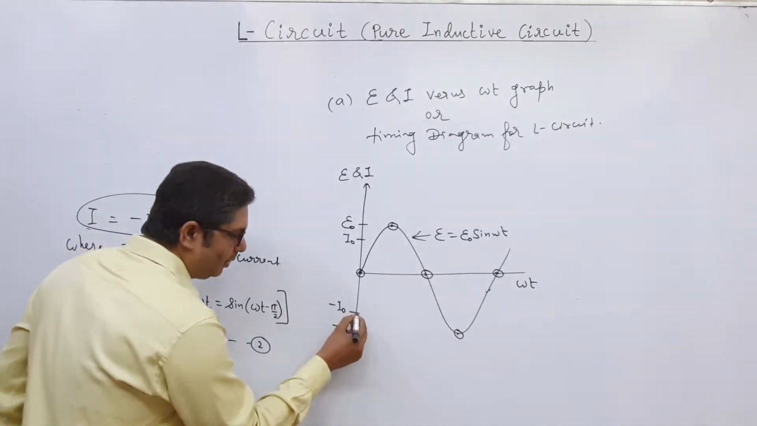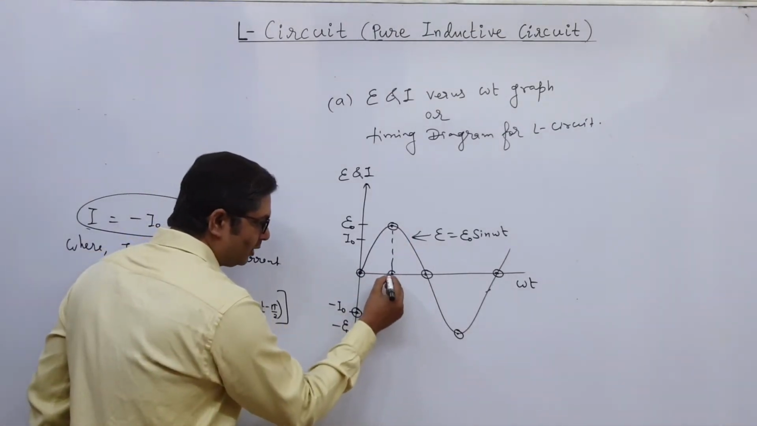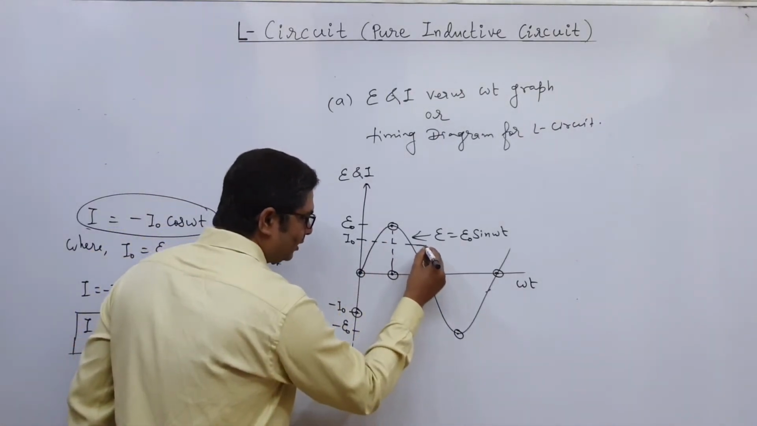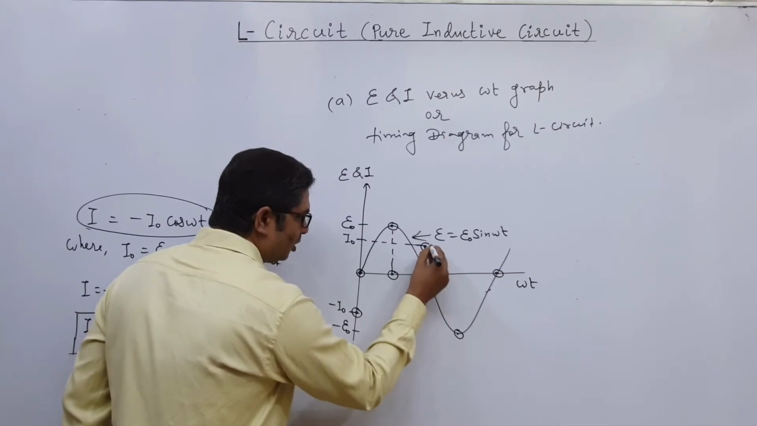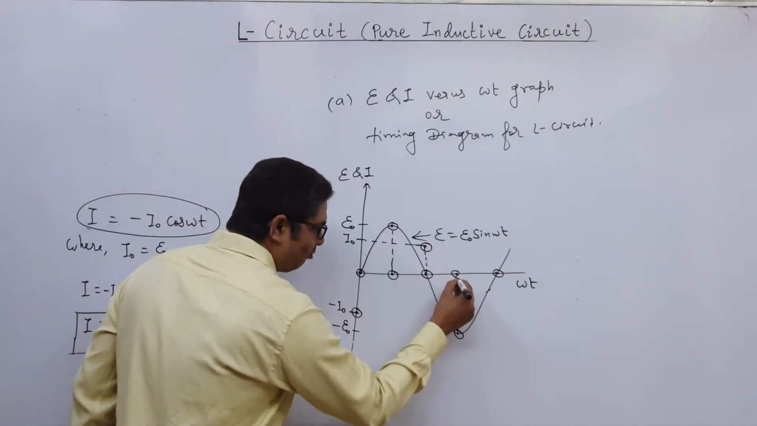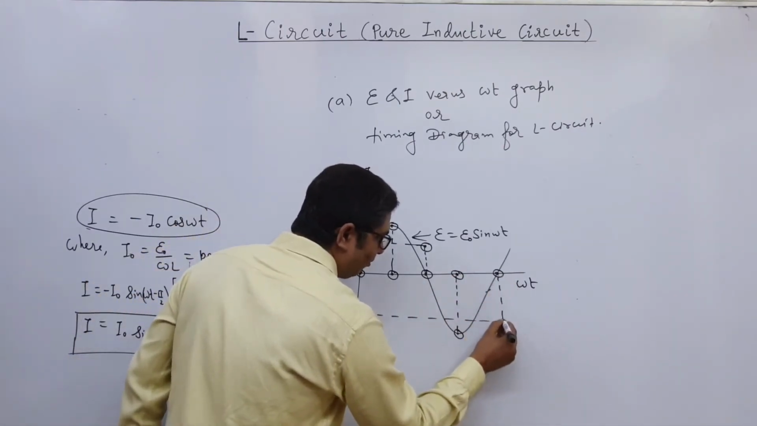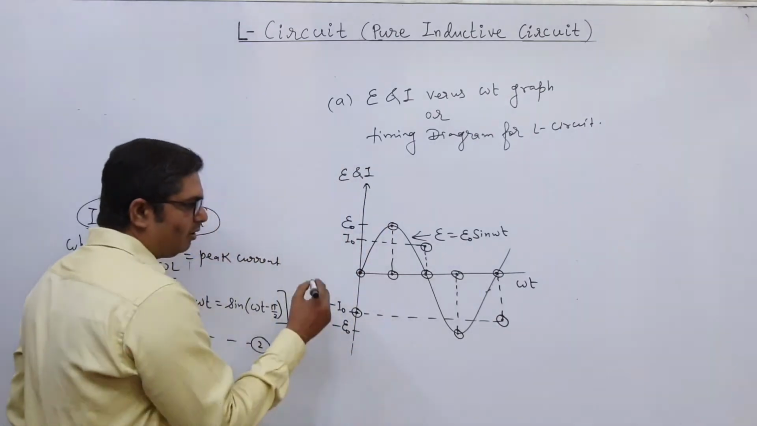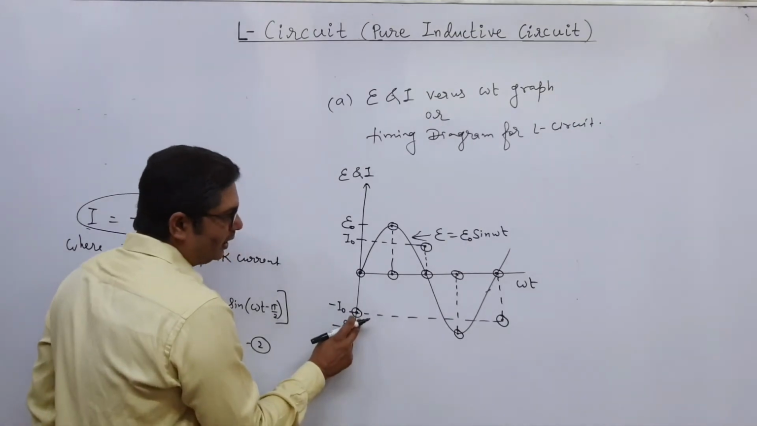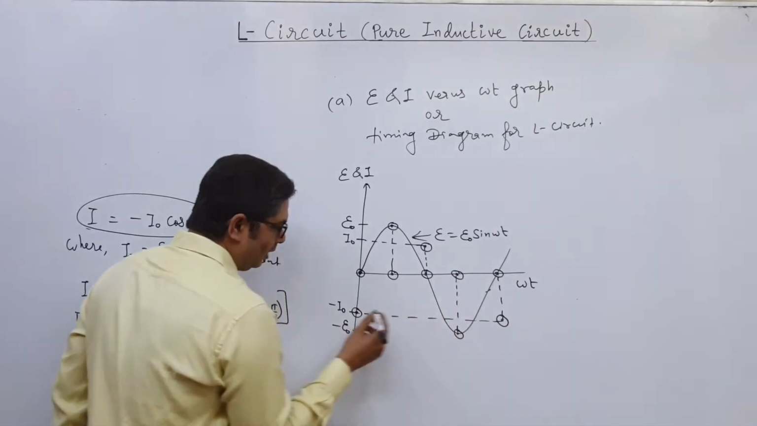So the first point will be this one, and the second point will be this one, on the 0 side, and the third point will be on the peak side. This is the third point, and the fourth point is again on the 0 side. This is the fourth point, and the fifth point can be found from this side. This is the fifth point. Now we will join these points. So this is the first point, second point, third point, fourth point and fifth point. Let us join it.